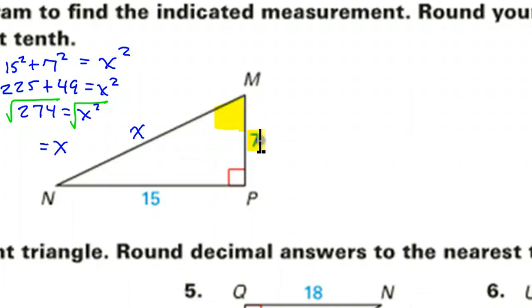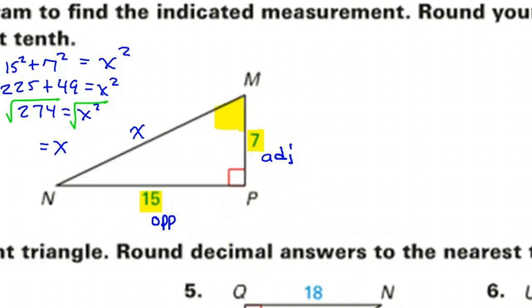Now, we're given these two sides, the 7 and the 15. So your first step is to ask yourself, which trig function involves these three things? Well, from the perspective of angle M, this 7 is the adjacent leg, and this 15 is the opposite leg, because x there is the hypotenuse. So, we have opposite and adjacent.